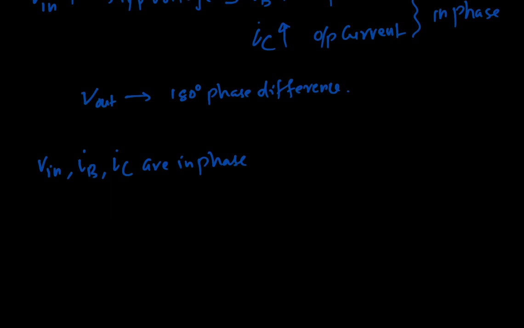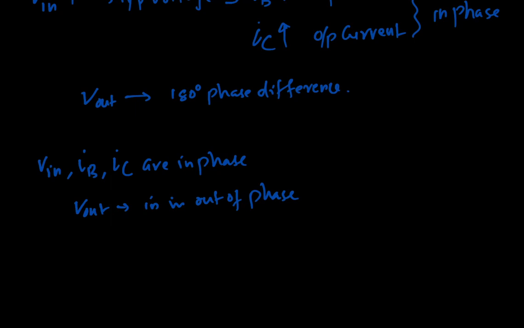So the input voltage, input current and output current are in phase. Only the quantity which comes in out of phase is the output voltage. V out is out of phase. So there is a phase difference of 180 degrees between the input voltage and output voltage. Similarly, there is a phase difference of 180 degrees between the output current and output voltage.